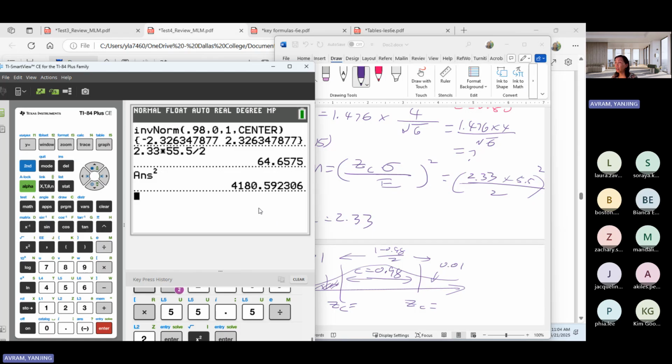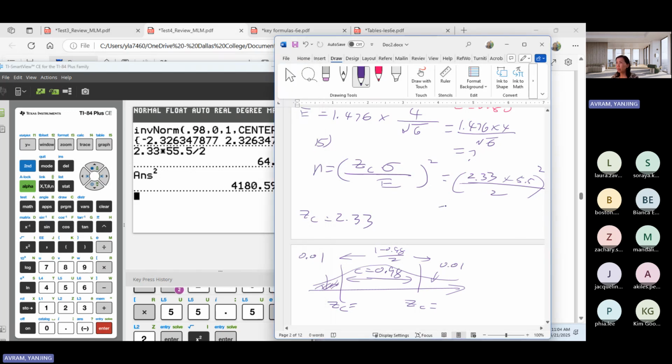Okay, and like I said earlier, this is always round up. It doesn't matter how small or how big, you always have to round up for the sample size, because otherwise you won't have enough sample size.